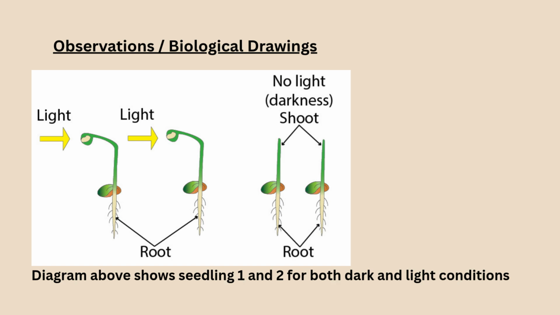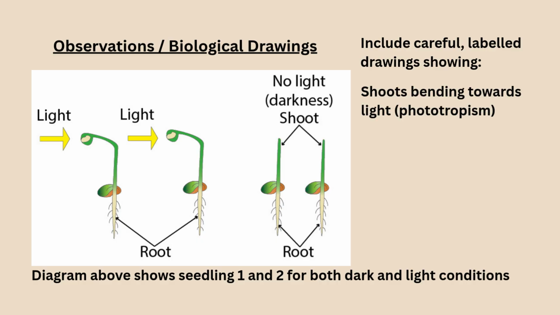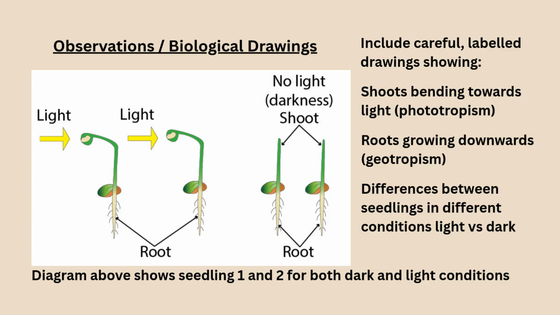These are the results from the experiment. In the light, the shoot length after 7 days is longer compared to the darkness. The root length after 7 days is similar in both light and darkness. For observations or biological drawings, include careful labelled drawings showing the shoots bending towards the light, so phototropism, the roots growing downwards, geotropism, and differences between the seedlings in different conditions such as light versus dark.